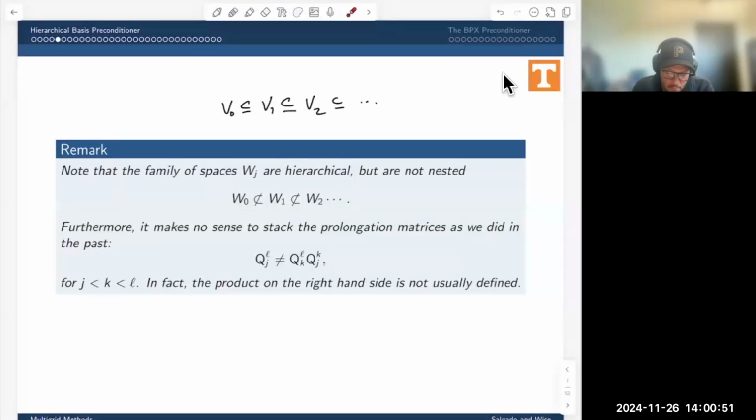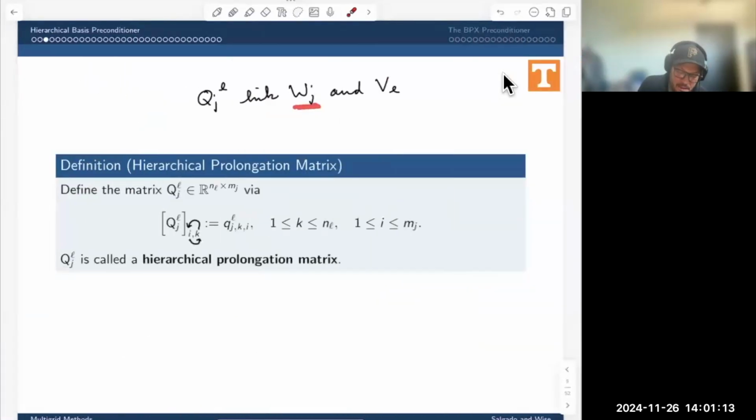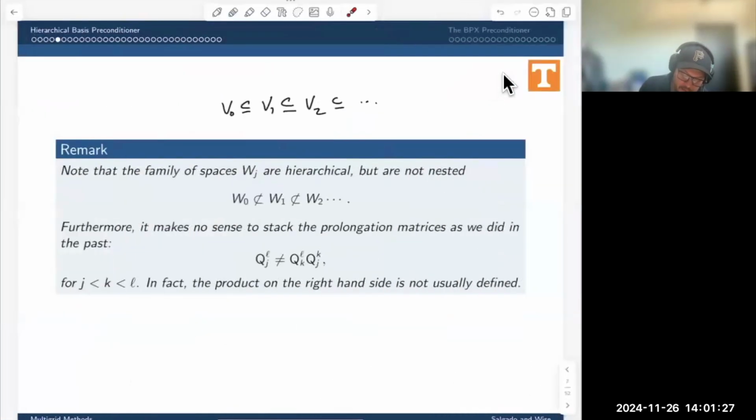Now, in chapter 8, we also had these prolongation matrices that could be stacked together. These ones cannot be stacked together anymore. So just keep that in mind. There's no stacking of these prolongation matrices. They're always linking a coarse W space to the fine level VL space, all the way from J up to L. That implies that they can't be stacked on top of each other. You can't multiply them.